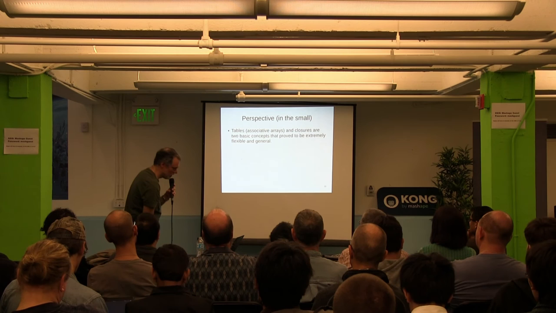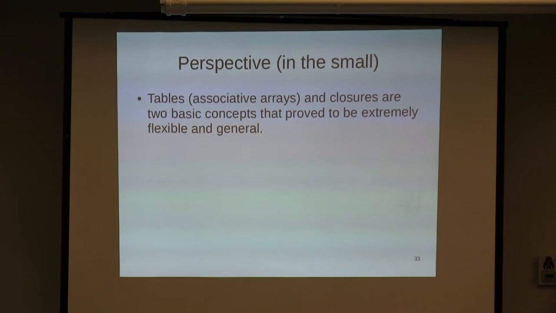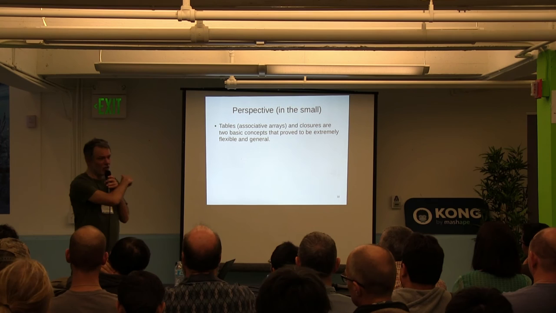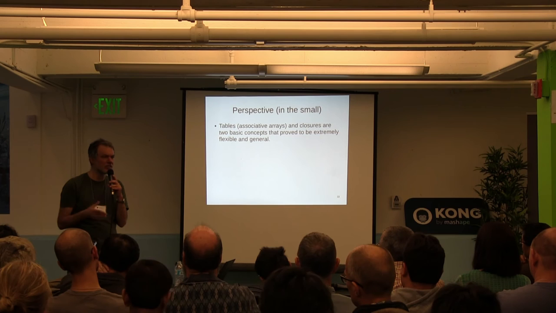So, perspective of some things in the small. One of the main points in the design of Lua is that of simplicity, and how some very few powerful mechanisms, in particular tables and closures, are extremely flexible and general, and how a lot of things that we could add. I forgot to mention that behind all those features, a main ingredient was simplicity too. That we avoid as much as we can adding new stuff to the language.